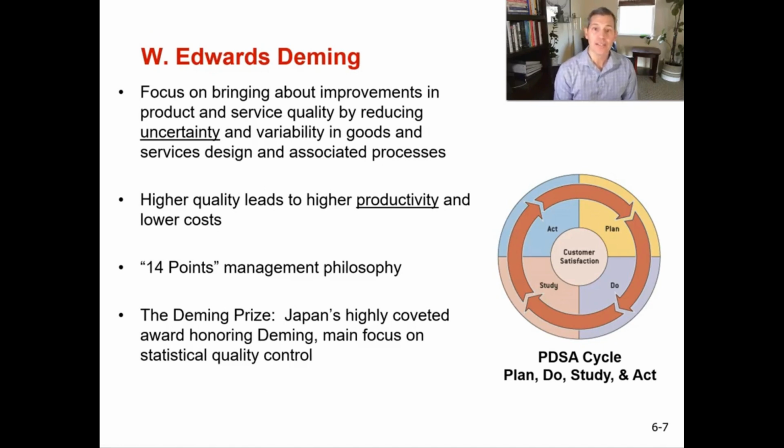So the first one we'll talk about today is Edwards Deming. He focused on bringing about improvements in product and service quality by reducing uncertainty and variability in goods and service design and the associated processes. So he was really working on that process. He implemented something called a 14-point management philosophy, and you can find that in your textbook. I'm not going to go over all of them today for sake of our time. And his thing was that higher quality leads to higher productivity and lower costs. So again, higher productivity equals lower costs. And he did that quality improvement process through the Plan, Do, Study, Act.